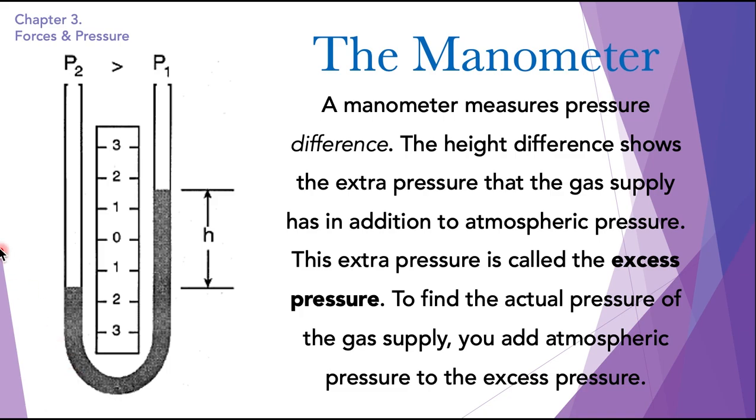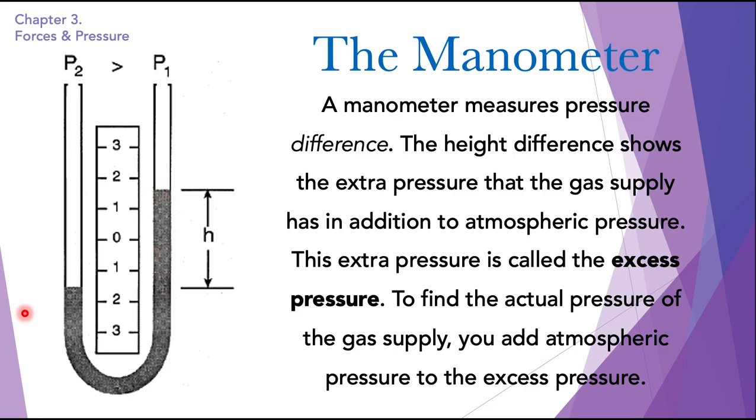So this was the manometer. It's a very simple tool, as you can see. It just measures the pressure difference. How do we measure the pressure difference? We see the height difference, which is this. This shows the extra pressure that the gas supply has in addition to the atmospheric pressure, and this extra pressure is called the excess pressure. So to find the actual pressure of the gas supply, we add the atmospheric pressure to this excess pressure.